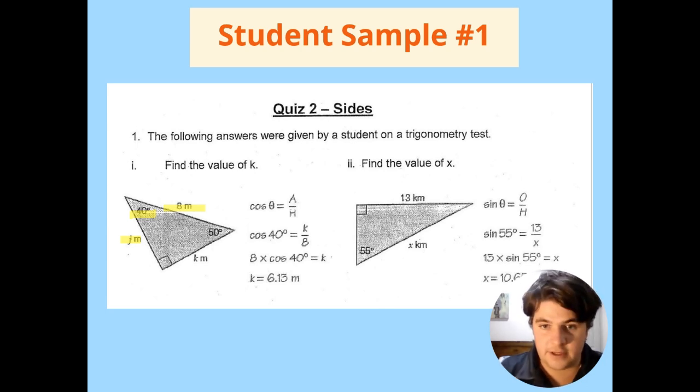The first step in each problem is to make sure you label each of the sides of the right-angled triangle. So for example, 8 meters is going to be the hypotenuse, and if you're using 40 degrees as your reference, that would make k the opposite, if we were to pick the proper ratio.